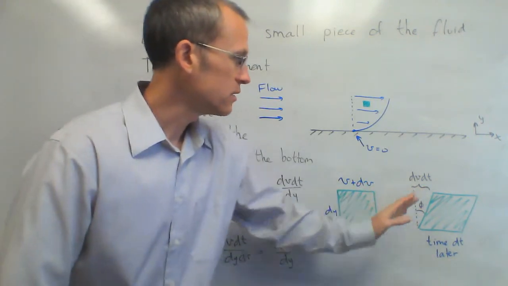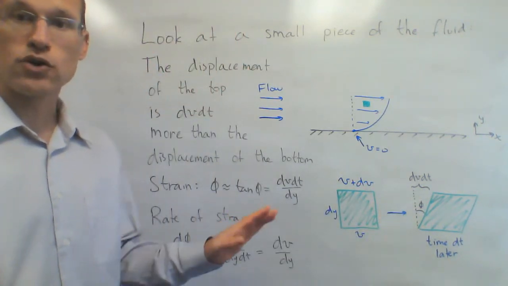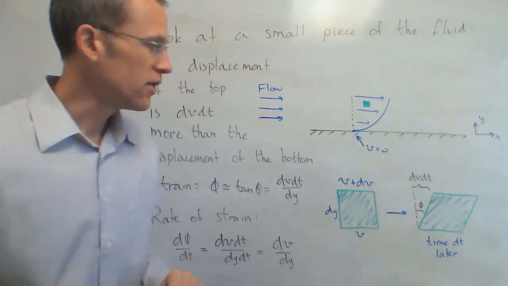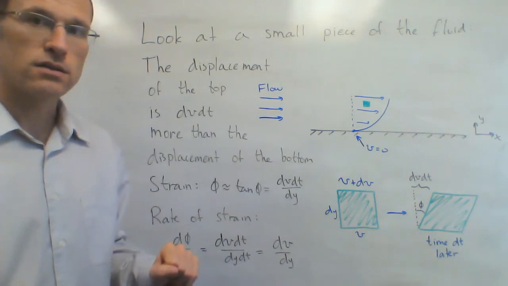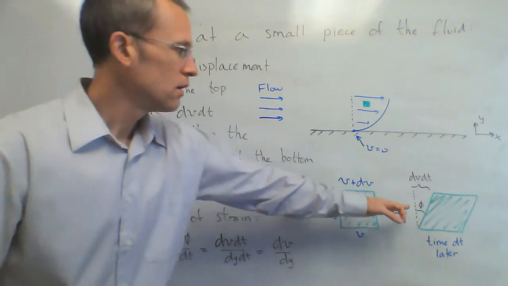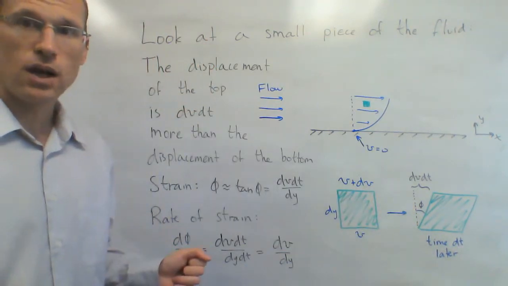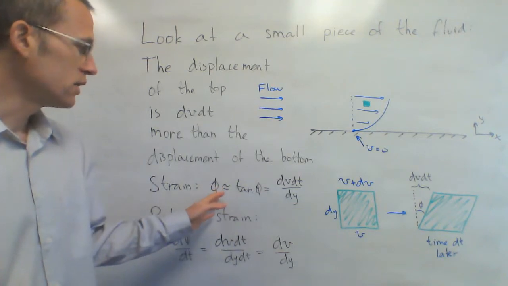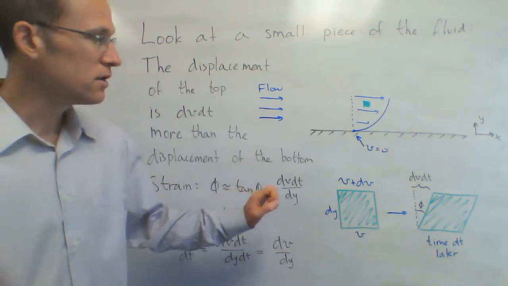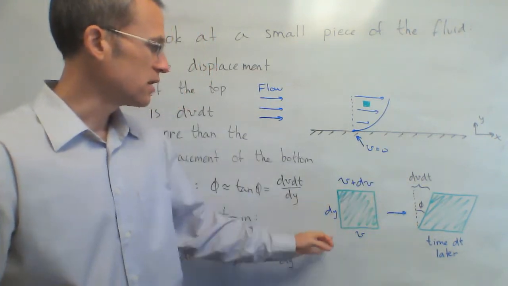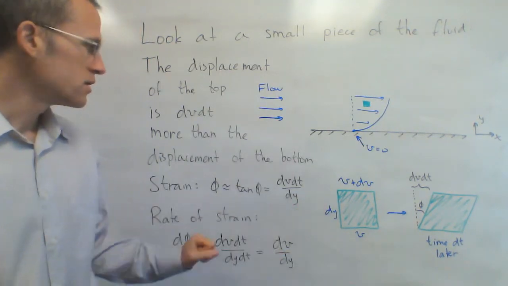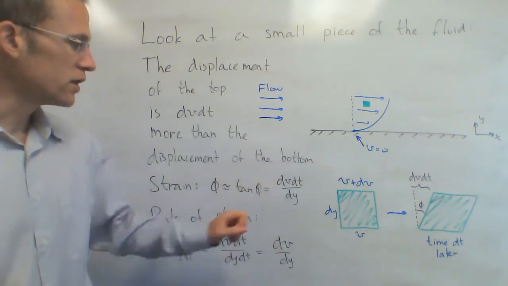So that acts to turn my square into a parallelogram. My top surface is displaced this much more than the bottom surface. So what I can do with that is calculate the strain, given by this angle phi. I'm assuming everything here is small, so if my angle is small, it's roughly the same as the tangent of the angle, opposite over adjacent. Opposite is dv dt. Adjacent, I've said this little small box has a height of dy. So the angle is dv dt over dy.